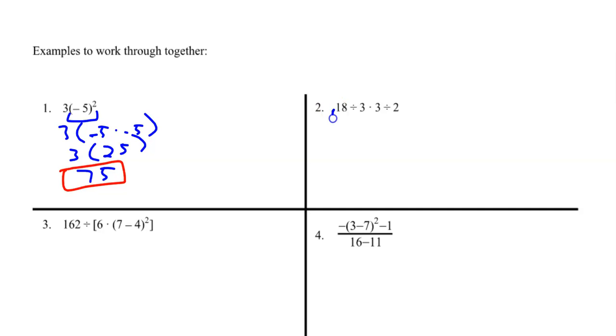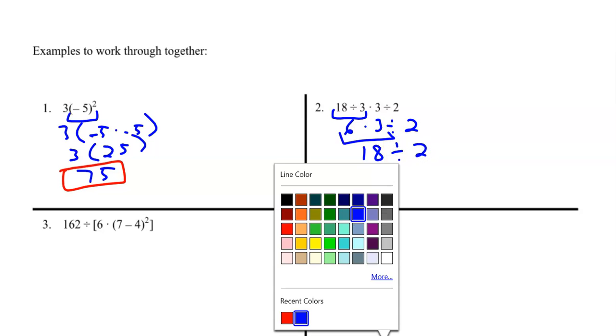Everything left here is division and multiplication, so we're going to do them just left to right. So I'm literally just going to do this first. 18 divided by 3 is 6. And for myself, just so I keep it in order, I'm going to write the rest. Then I'm going to do this. 6 times 3 is 18 divided by 2. And so our final answer is just going to be 9.